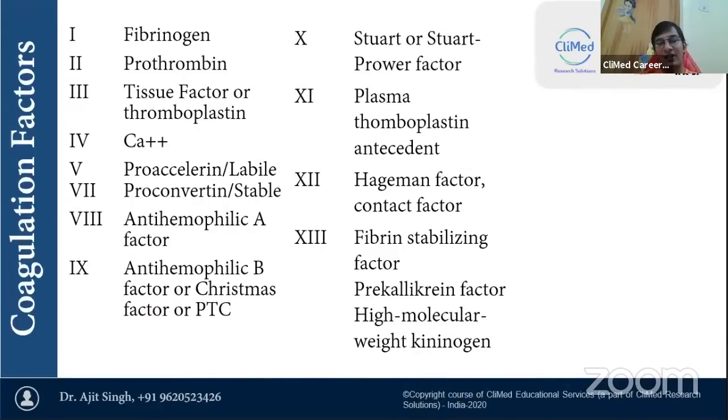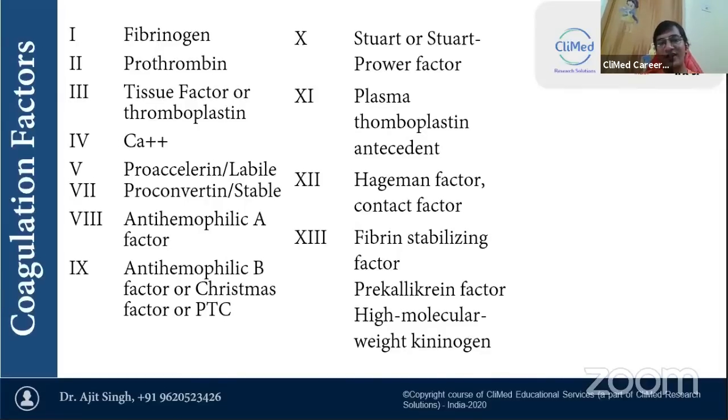Then factor 11. Factor 11 is plasma thromboplastin antecedent. So this doesn't take even much part in the coagulation cascade, because that work comes like 12, 11, 9, 10. So it is a mediator factor which actually takes part to convert PTC or anti-hemophilic B into the activated form.